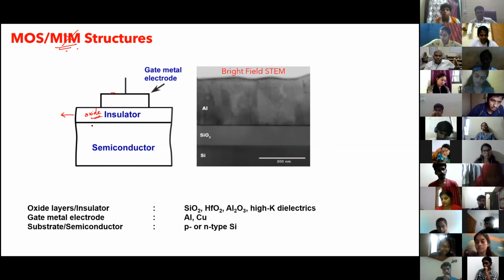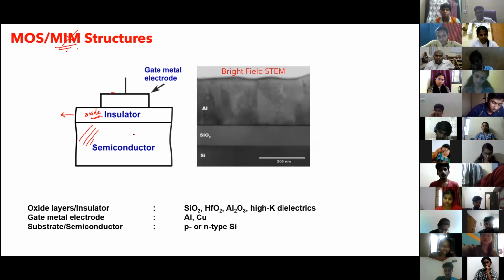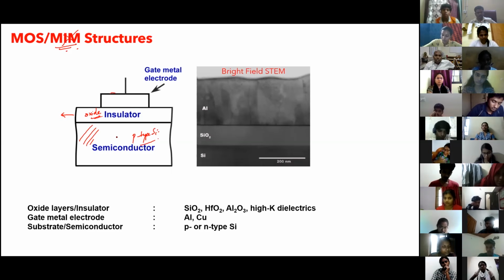And the semiconductor is the substrate, which is mostly either P-type silicon or N-type silicon. What we discuss is all based on P-type silicon. Okay, P silicon otherwise. You know, it's heavily doped with holes actually. So the majority carriers here are holes, P. So that's what we're going to see. It can be N-type also, doesn't matter. So this is the MOS structure. Okay, so it's like metal, oxide, and semiconductor.